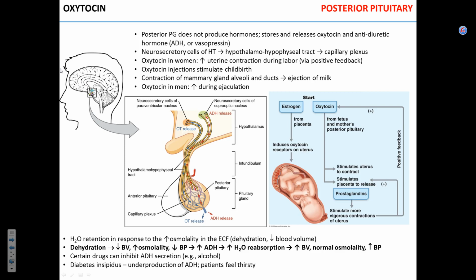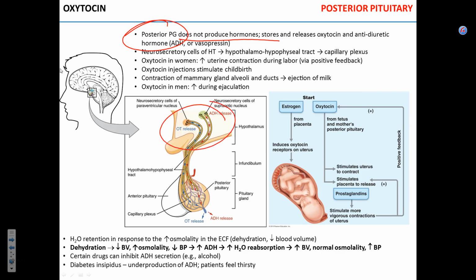Now, I want to remind you of something that we talked about before. Posterior pituitary does not produce hormones, right? It's a storage site for the hormones of the hypothalamus that get delivered to the posterior pituitary and stored there. Essentially, here's the connection, and this is the time when we're going to compare posterior and anterior pituitary.